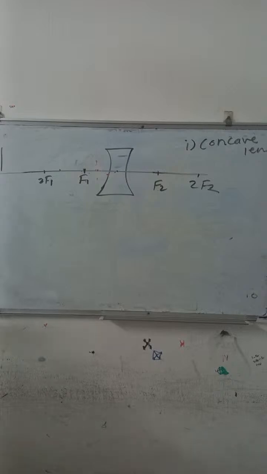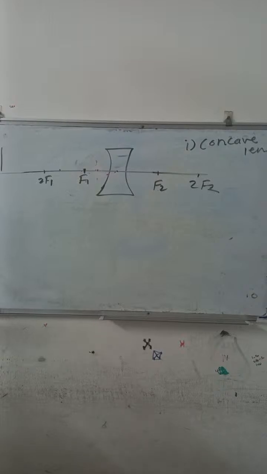These concave lenses are known as diverging lenses. Here they are asking, first one, what is the nature of the lens? The nature is a concave lens. Its speciality is that it always forms an erect and diminished image. So this is the answer to the first question.